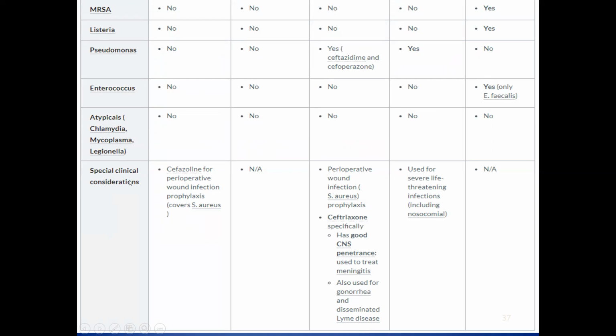So, special clinical considerations include cefazolin for perioperative wound infection prophylaxis. It covers Staphylococcus aureus. Then, under third generation, ceftriaxone specifically has good CNS penetration and is used to treat meningitis. It can also be used for gonorrhea and disseminated Lyme disease. Then, fourth generation cephalosporins are used for severe life-threatening infections, including nosocomial infections.